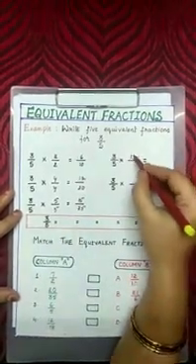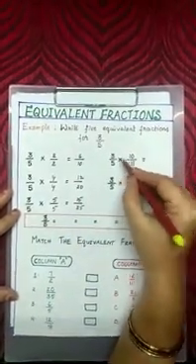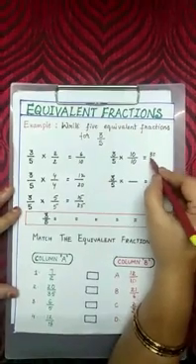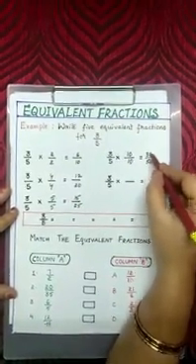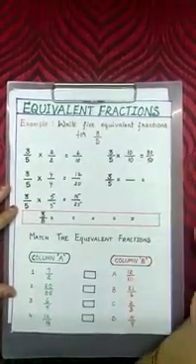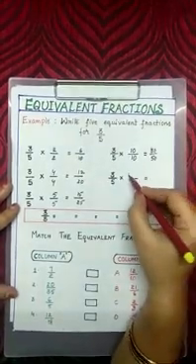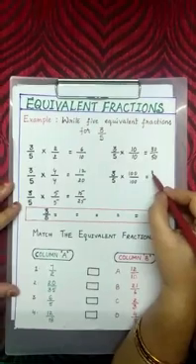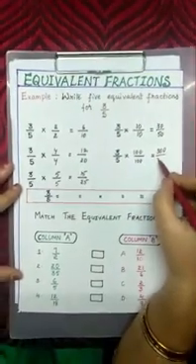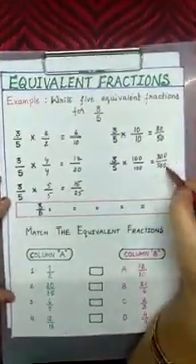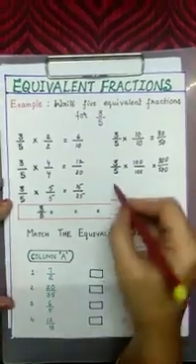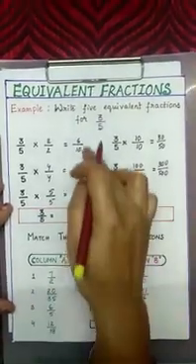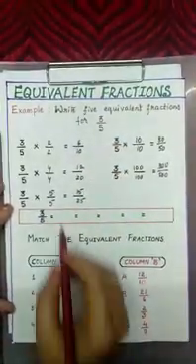Now let us take one more number, 10. 3 10s are 30 and 5 10s are 50, where this 30/50 is equivalent to 3/5. Let us take one more big number, 100. 3 into 100 is 300, and 5 into 100 is 500, where this 300/500 is equivalent to 3/5. So all these are equivalent fractions of 3/5.